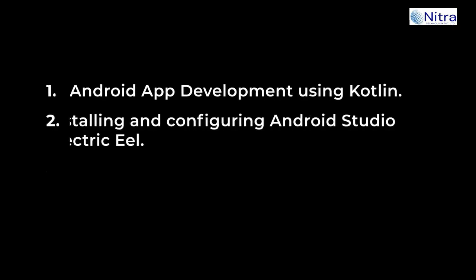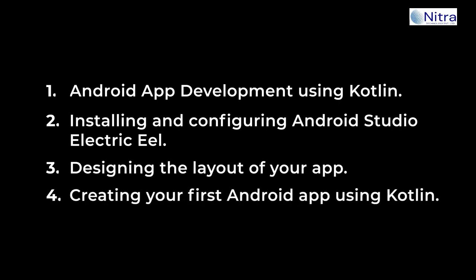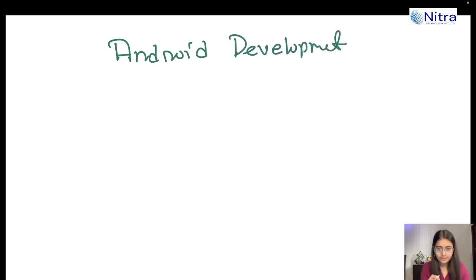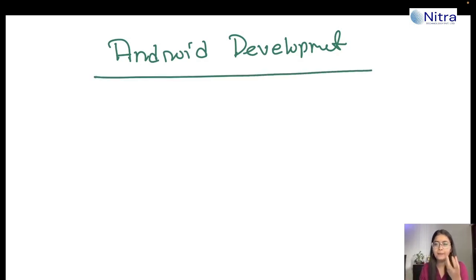So in today's lecture, let's talk about Android development and Kotlin. Android development is basically developing mobile applications. Android app development: Android is the operating system, app is the applications that we use, and development. So basically Android development is about developing mobile applications specifically for the Android operating system.